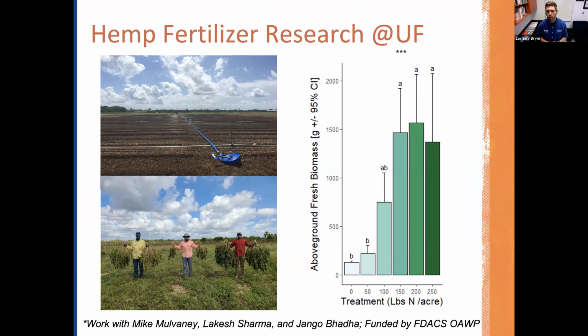I am working with Mike Mulvaney, Lakesh Sharma, and Django Vada on a project sponsored by FDACS's Office of Ag Water Policy, and 3 locations, Homestead, Citra, and Jay, are going to be doing a similar study to this one here this coming year. And so we'll be able to collect this information for multiple sites and ag environments across the state.